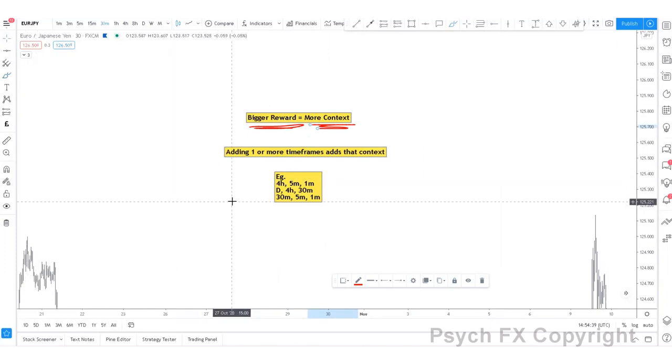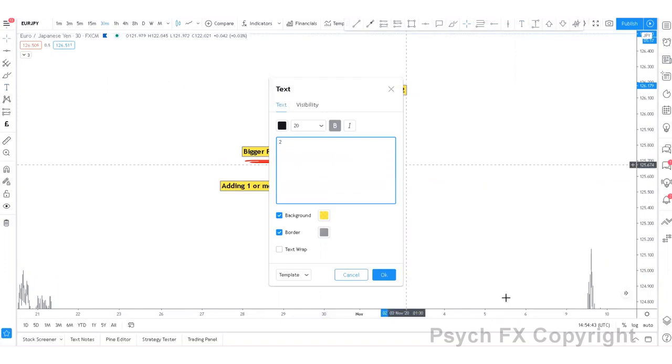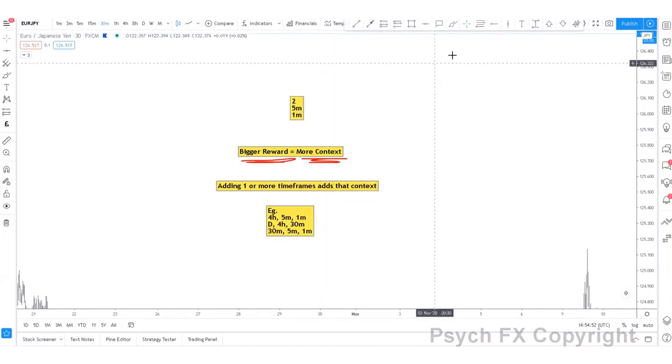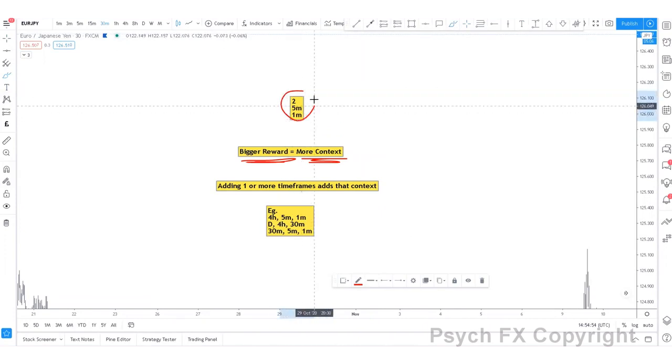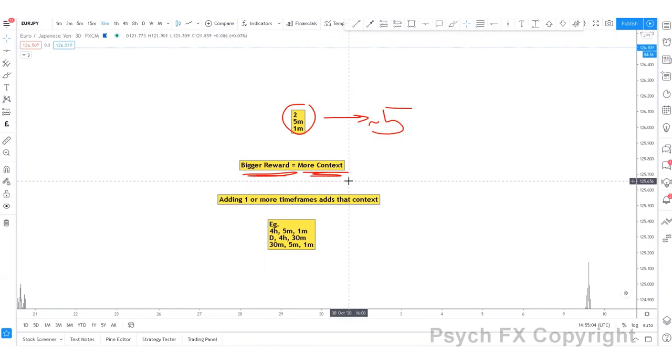On the 5 minute, we are utilizing 2 time frames. We are utilizing the 5 minute and the 1 minute for confirmation and entries. This is absolutely fine for a scalp, for just, let's say, about 5 pips. Now, if you want to start getting more than that, you are going to need more context.